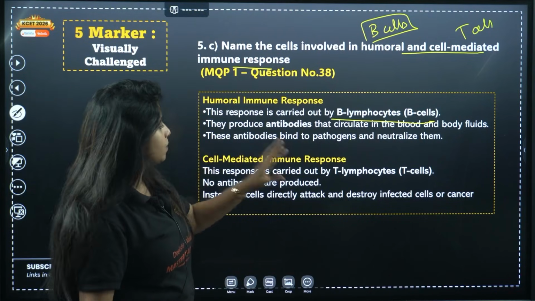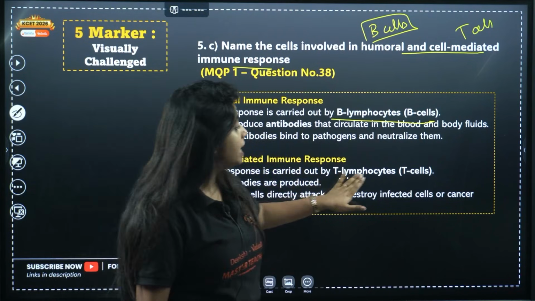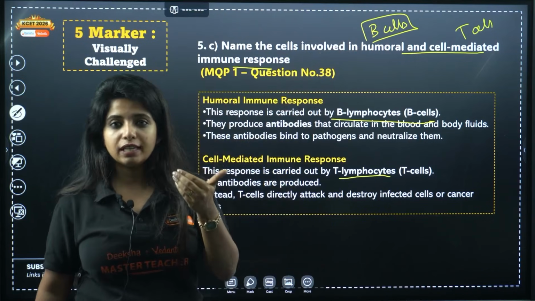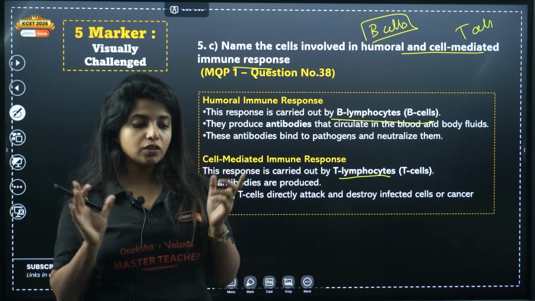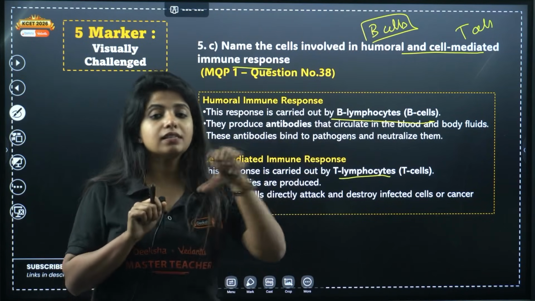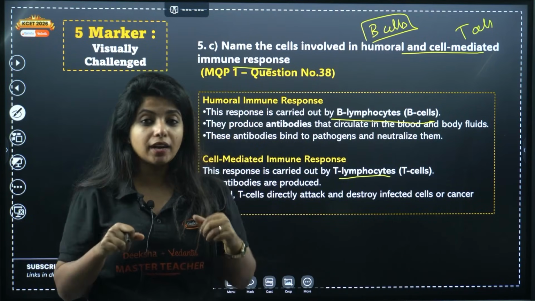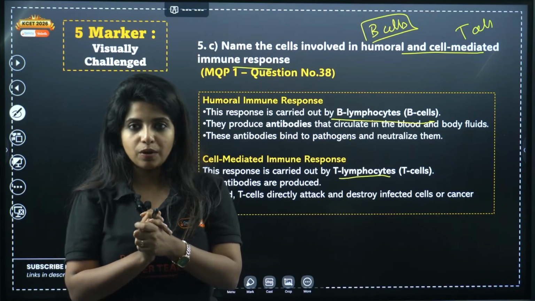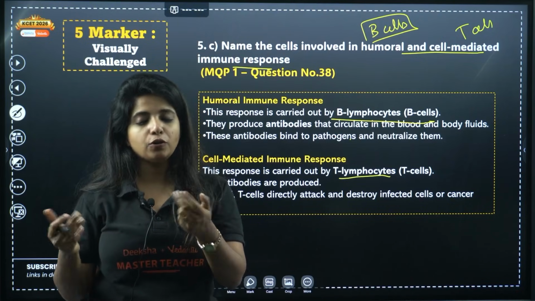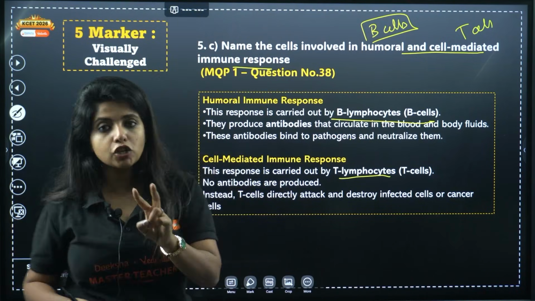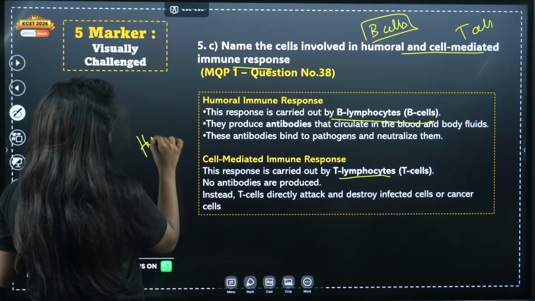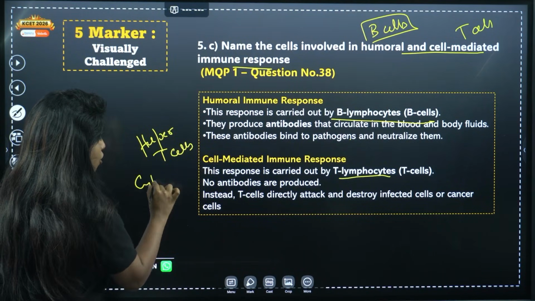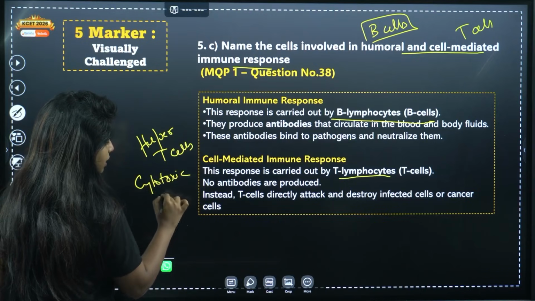Now, cell-mediated immune response, this response is carried out by T lymphocytes. Cell-mediated means it is going to be carried out by T lymphocytes. Because I told you, T lymphocytes can tell other cells to go and trap the organism, or they themselves can also go and kill the organism. There are multiple types of T lymphocytes, but majorly always remember there are helper T cells and cytotoxic T cells.